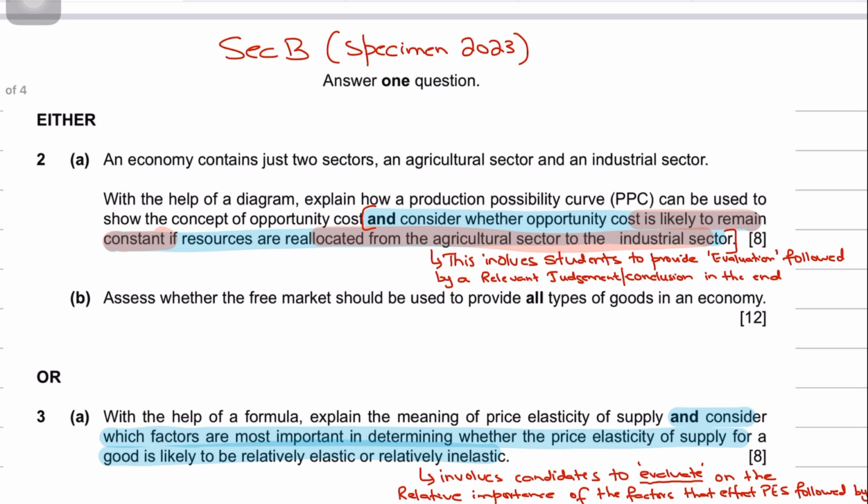So consider whether opportunity cost is likely to remain constant. No, it might not. It is not possible to remain constant because of these reasons. But you need to explain why. You need to draw that increasing PPC diagram and then tell why. The opportunity cost is more likely to increase in the near future if more resources are allocated from agriculture to industry. And what are the reasons for it? That is already covered in my video on increasing opportunity cost. You need to mention those reasons. And then followed by a judgment. And then you need to provide a judgment, which will be a conclusion in the judgment form in the end.